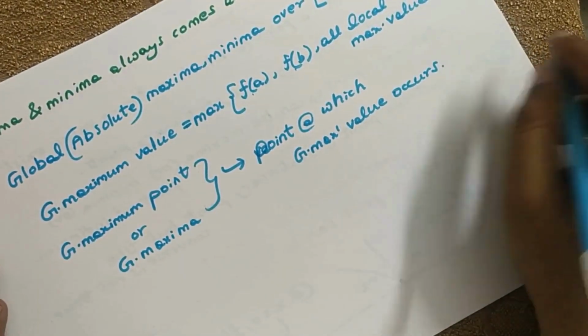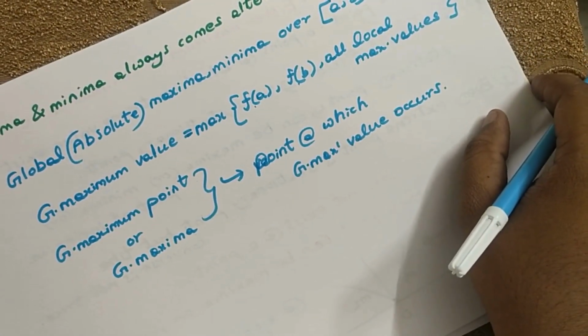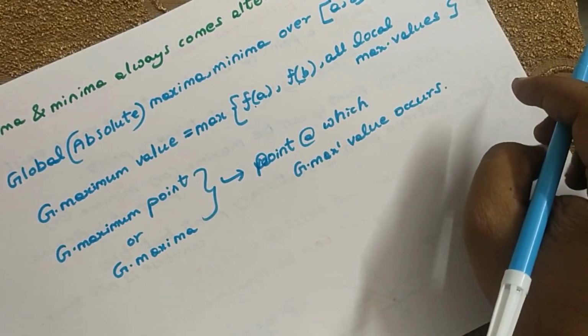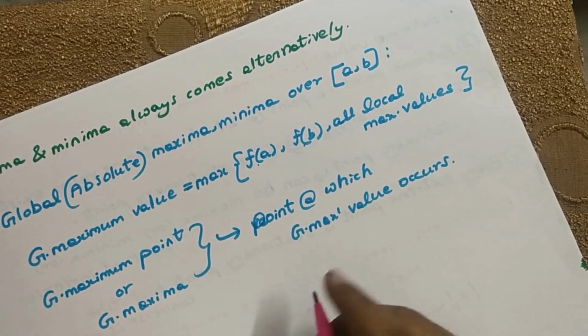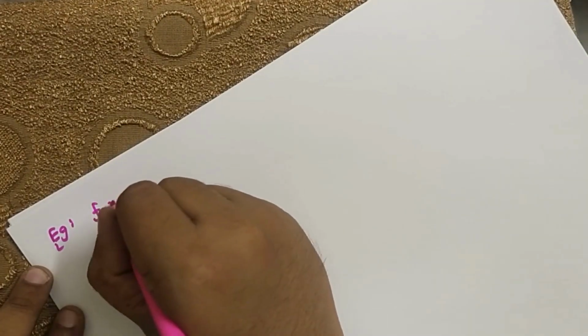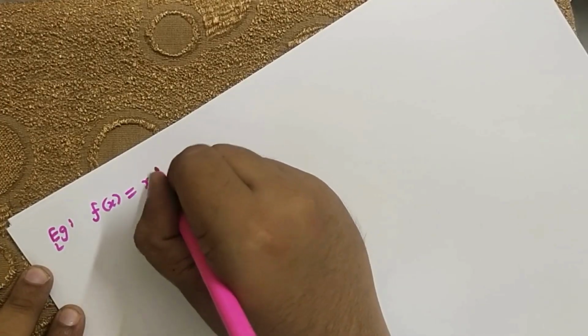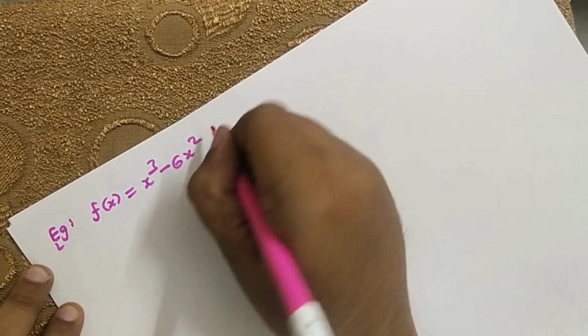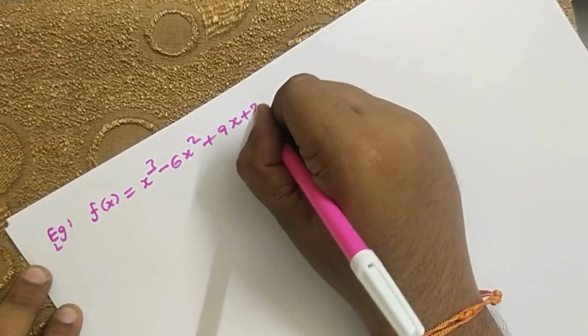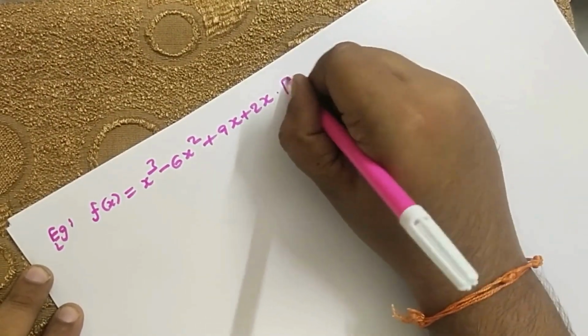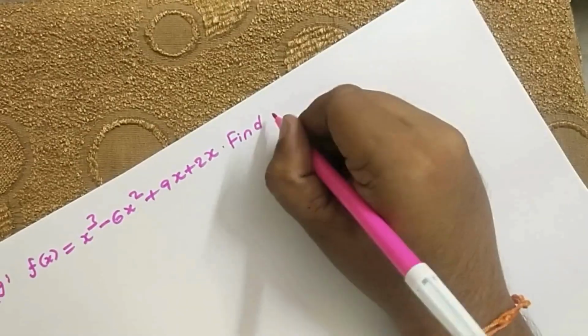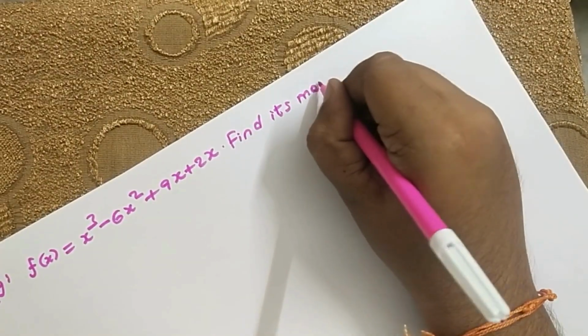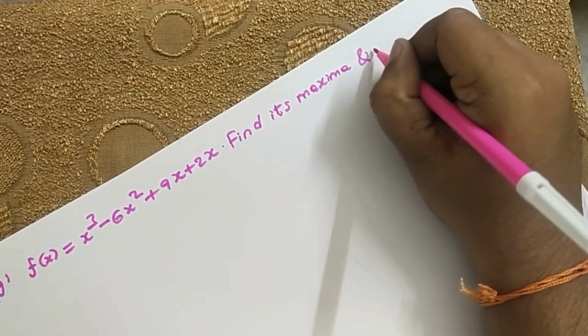That's it. So these 7 points are very important for problem solving. Let's quickly see some basic problems regarding maxima and minima. Let's see one example. f of x is given as x cube minus 6x square plus 9x plus 25. Find its maxima and minima as well.